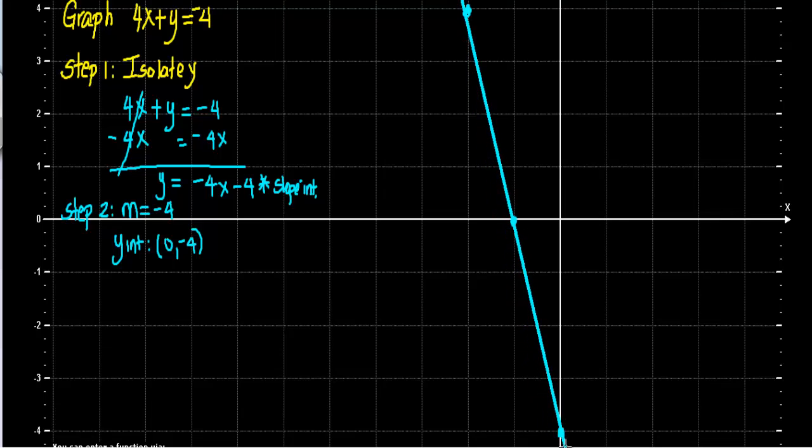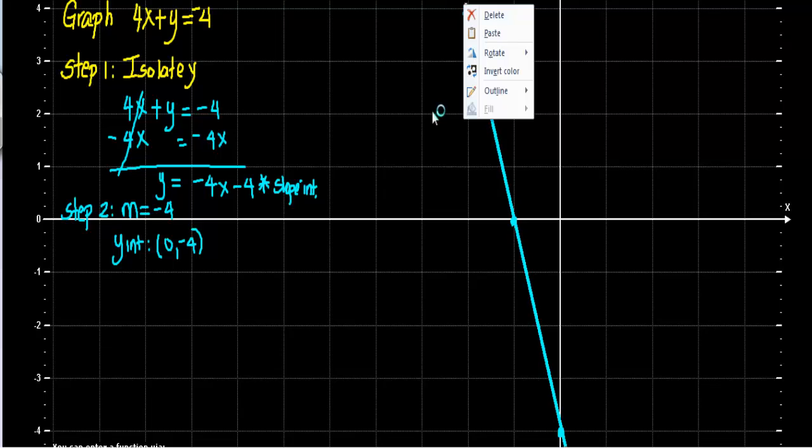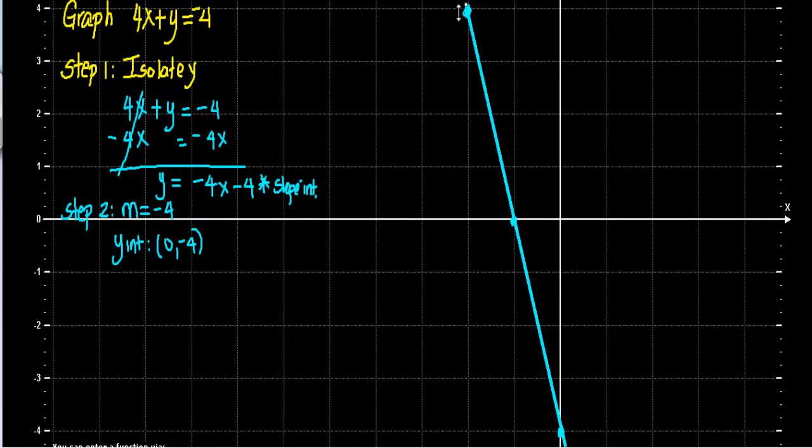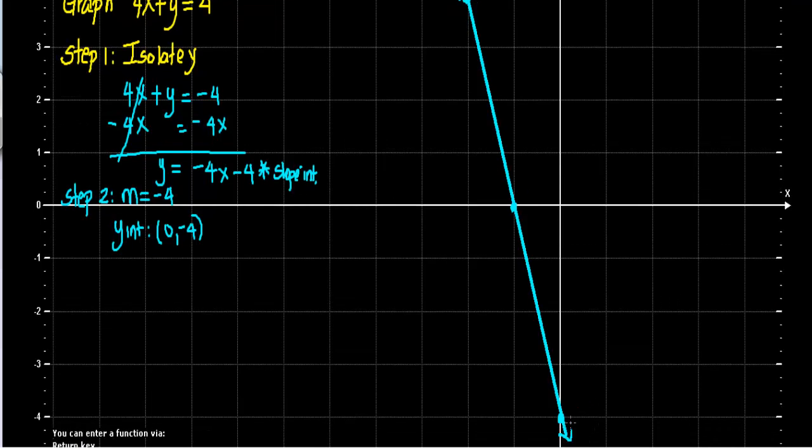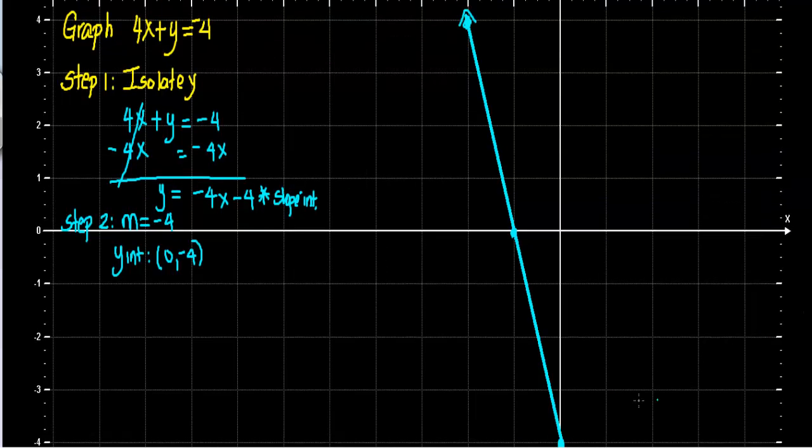Okay? There's my line. And remember to draw arrowheads on your line. So your line should be more or less like this. It's pretty steep. Okay, there it is. And that is the answer to your practice problem.